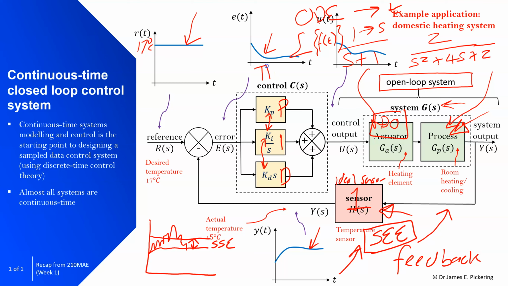So I'm going to put here "think", but don't get confused thinking that the control system has the ability to think like the human brain. It's very much determined based on what these Kp, Ki, and Kd values are.